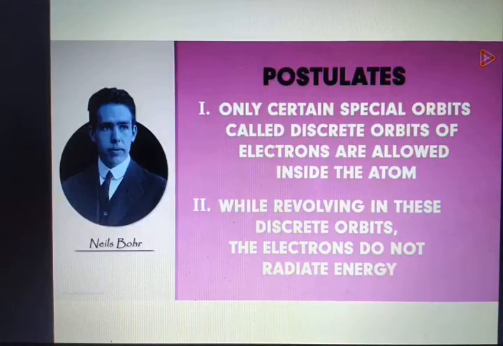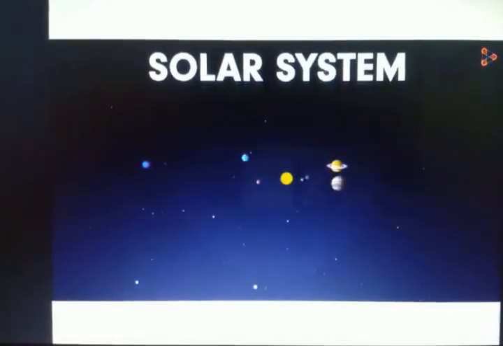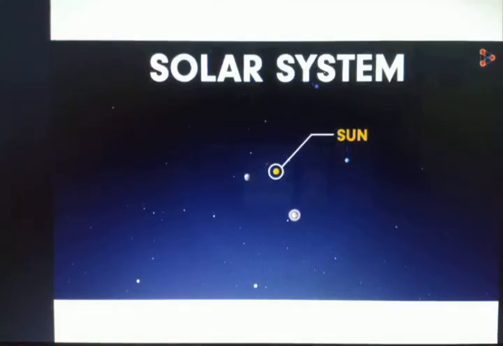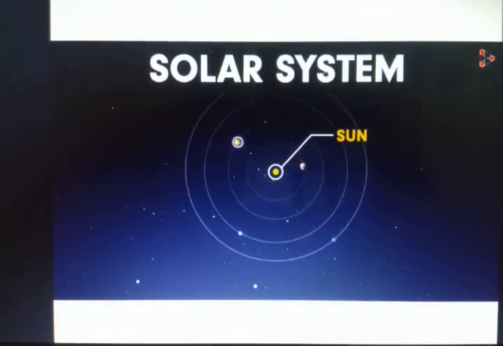But what exactly are these paths or orbits in which the electrons revolve around the nucleus? Let's understand with an example. Do you know how our solar system is? Yes, it appears somewhat like this. Now here, the sun is stationary at the center while the planets revolve around it. But have you noticed that the planets always revolve in fixed paths? We never find any planet jumping to a different path all of a sudden, right? They always encircle the sun in defined paths.